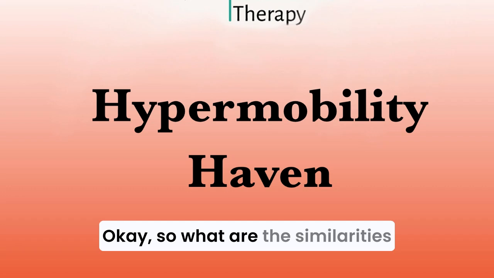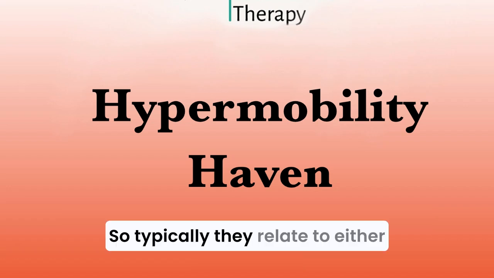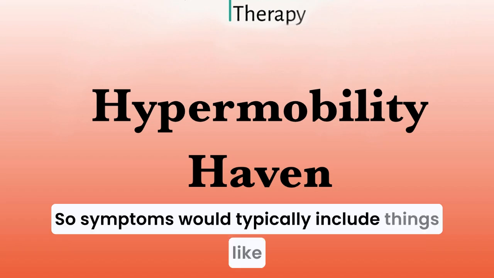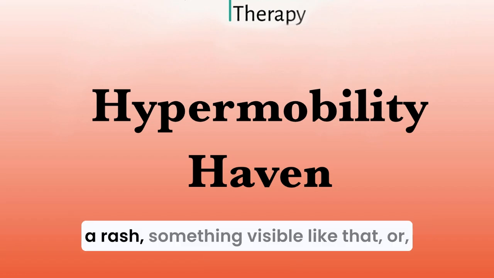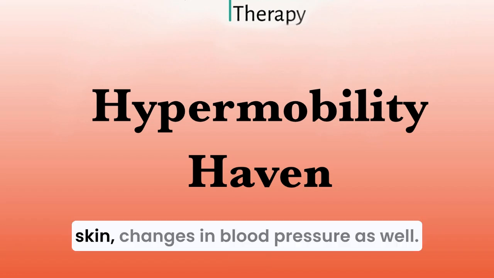Okay, so what are the similarities between hypermobility and Ehlers-Danlos syndrome? So typically they relate to either symptoms and or signs of dysfunction. So symptoms would typically include things like dizziness, headaches, vomiting, and signs might be a rash, something visible like that, or excessive bruising, stretching of the skin, changes in blood pressure as well.